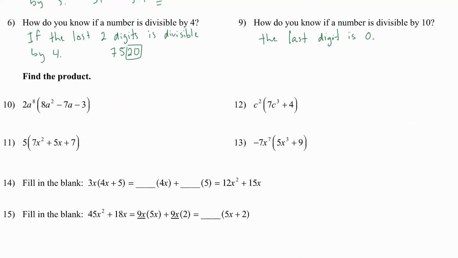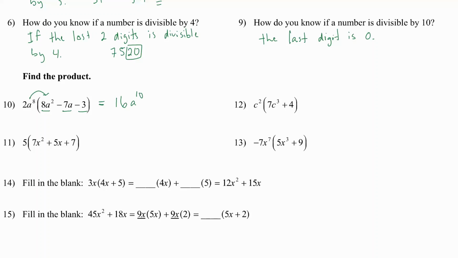The second thing to review is understanding what factors are in a product. We already did some of these, but this is just a quick review of how we find the product. How do we multiply these? Because what we'll be doing is going the backward process. So on this one, each one of these terms is going to be multiplied by 2a to the 8th. So again, the coefficients, 2 times 8 is 16, a to the 8th and a squared.